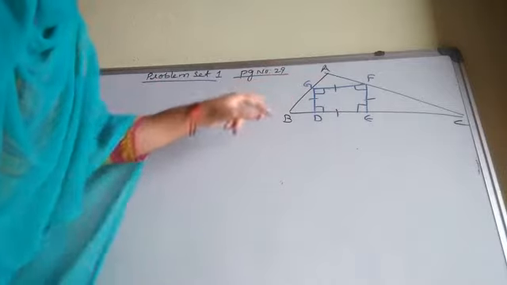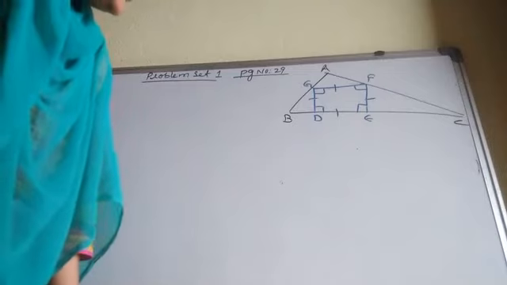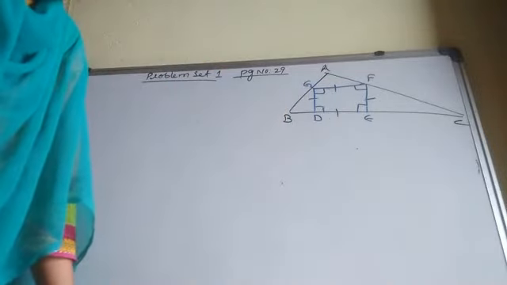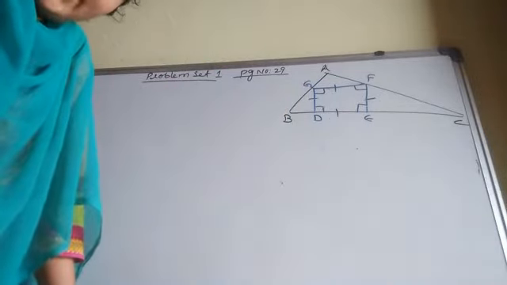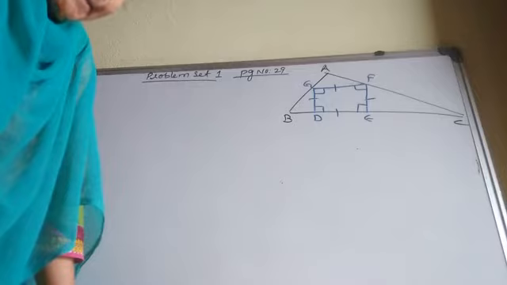It is a triangle. ABC is a triangle. Inside the triangle, what figure? It is a square. DEFG is a square. About the square, what we know: all the angles are 90 degrees, all the sides are congruent, and opposite sides are parallel.